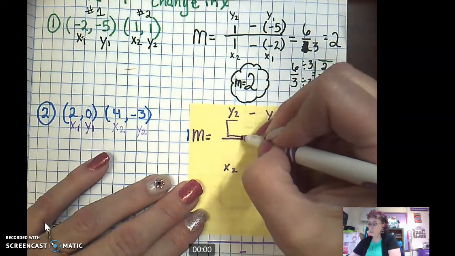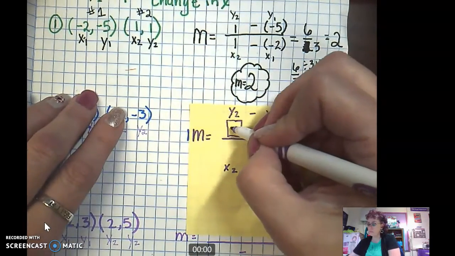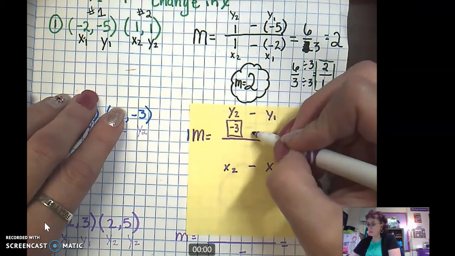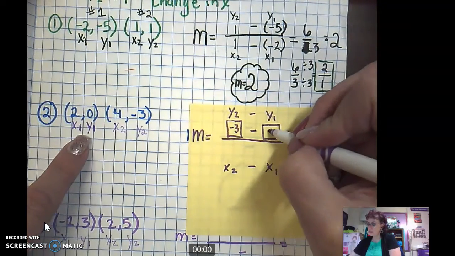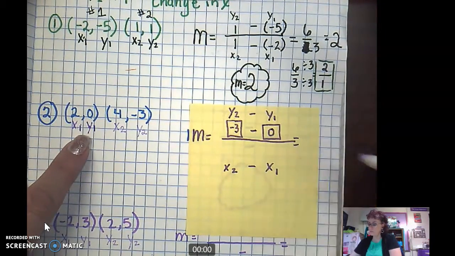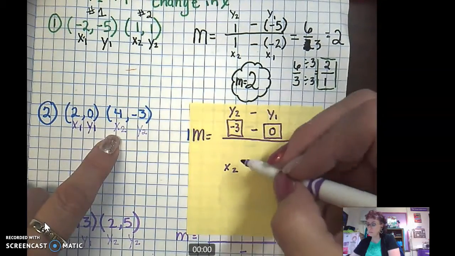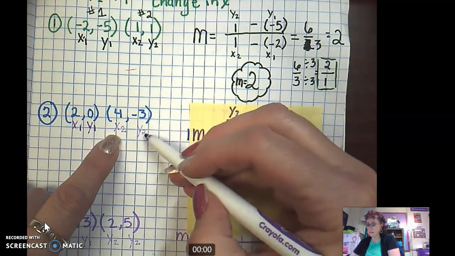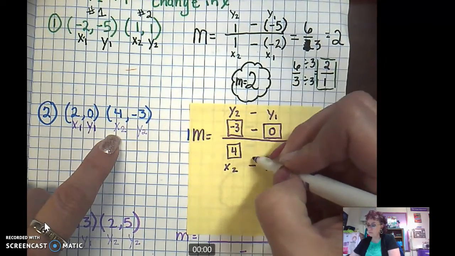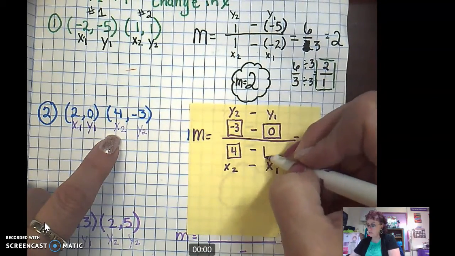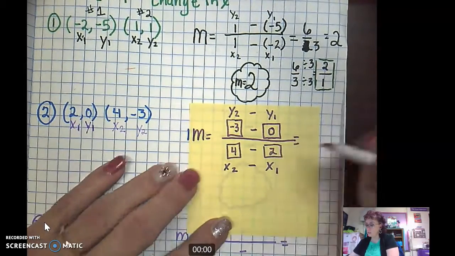Okay, what number is y2? That would be -3 minus y1, which is 0. Okay, then on the bottom we've got x2. Remember we talked about how to get these labeled. x2 is 4 minus, now we find x1 is 2.